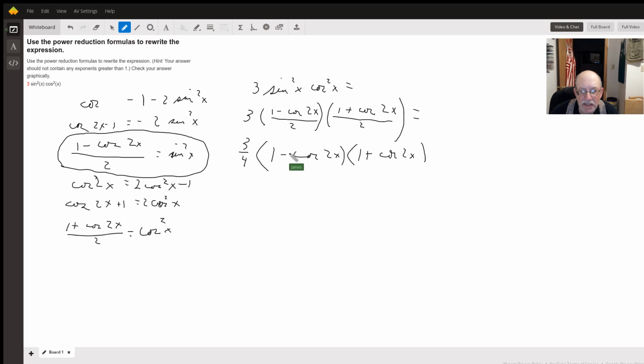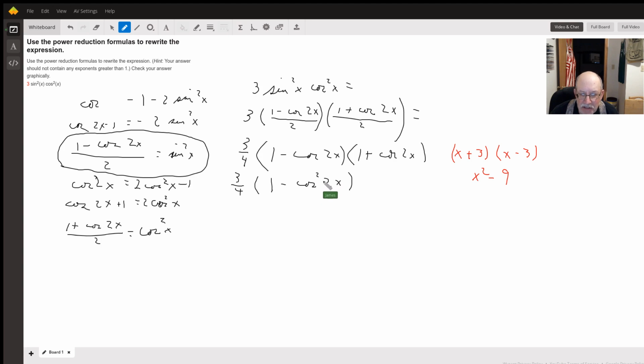Okay, well, this is just like if we did x plus 3 times x minus 3. That's just square the first one, make it subtraction, and square the second one. So for our problem, we're going to get 3/4 times 1 minus cosine squared of 2x.